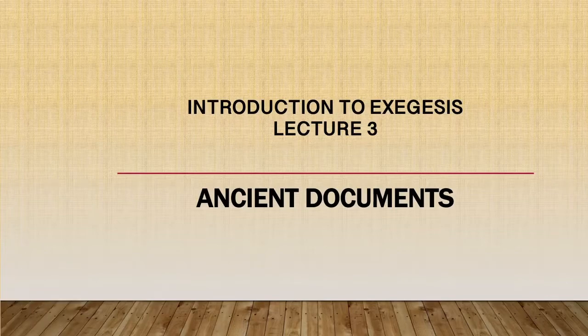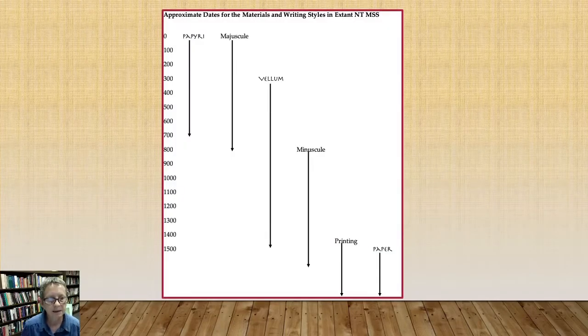And the first slide then. So the names of ancient documents come from two different things. One is the materials they were written on, and the other is the handwriting that was used. So it's a little confusing, but we will talk through them here in some detail.